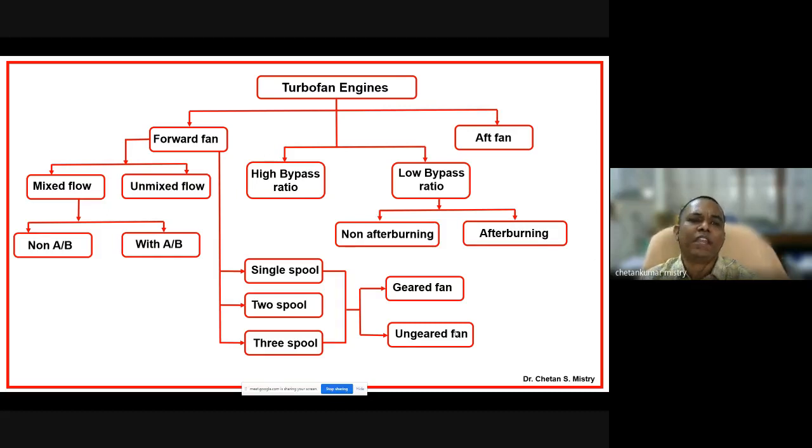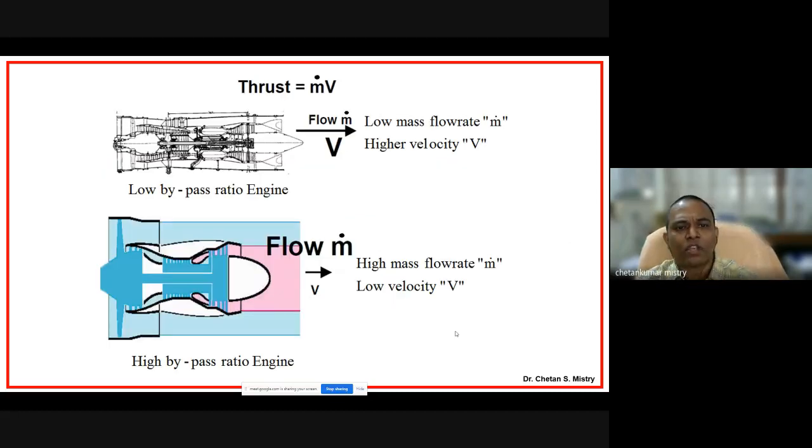All of those are mainly working on the principle of gas turbine engines. Let me show you, it will give you some idea. If you look at aircraft, the main concern is what is called thrust. Thrust is nothing but the exhaust that comes out from my engine.